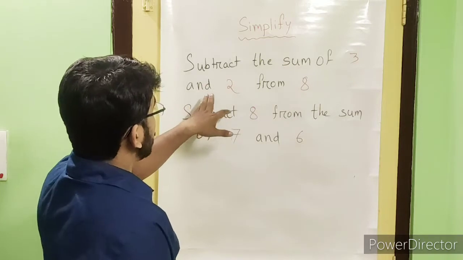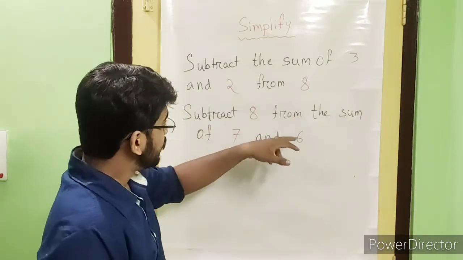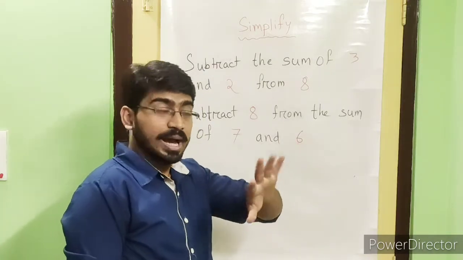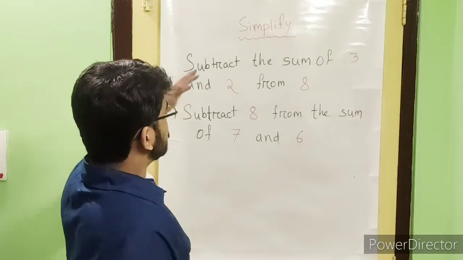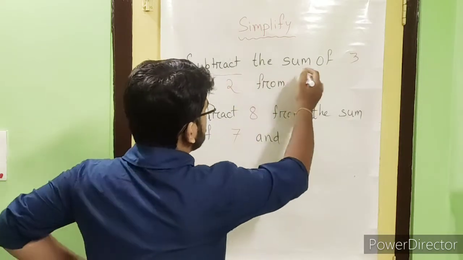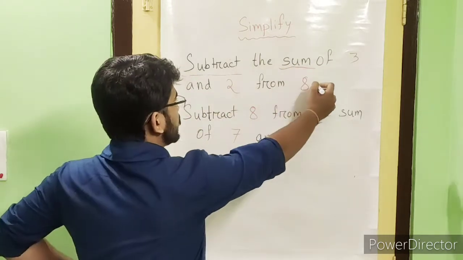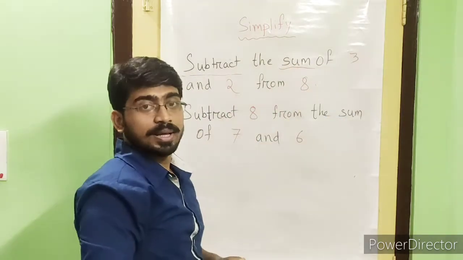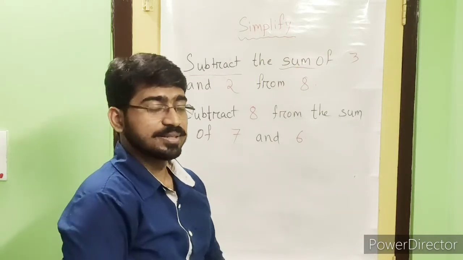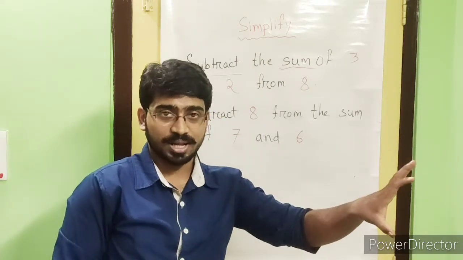Subtract the sum of 3 and 2 from 8. And number 2, subtract 8 from the sum of 7 and 6. So again, information and hint. See, first they have given: subtract the sum of 3 and 2 from 8. No information is there, only hints are there. Yes, information is there, but it's not like a case where we need to find out the answer.